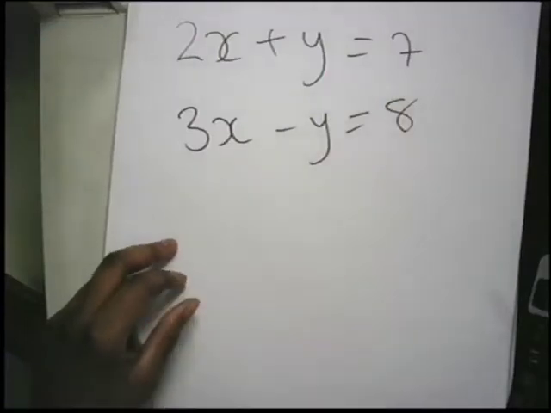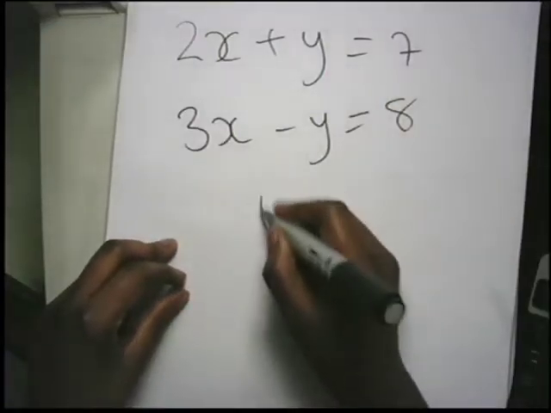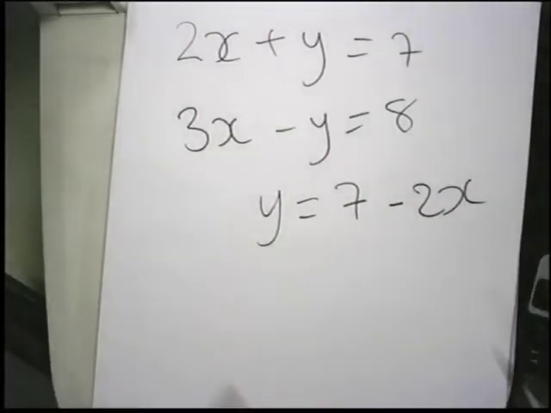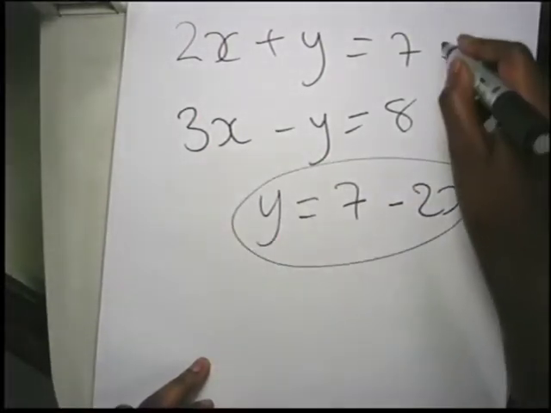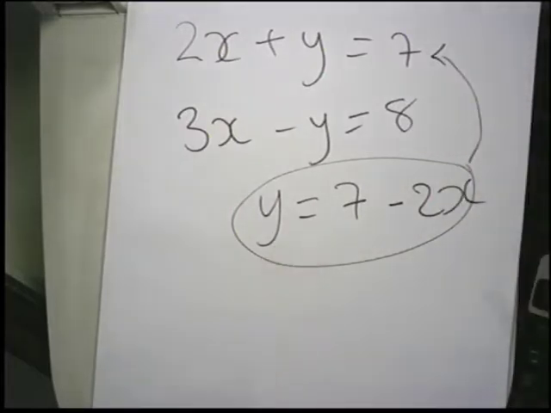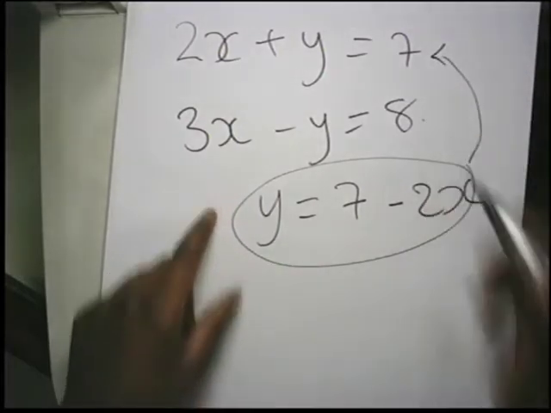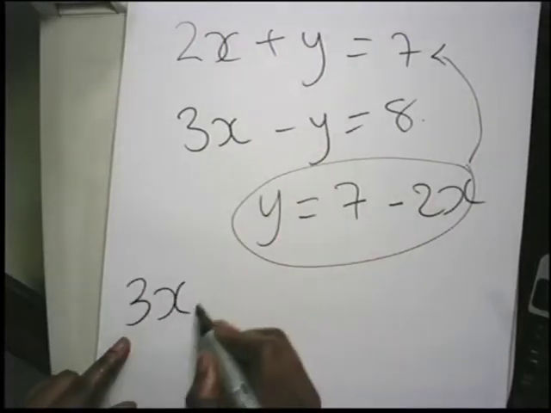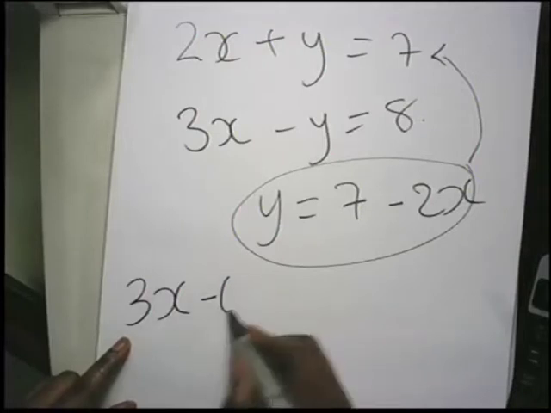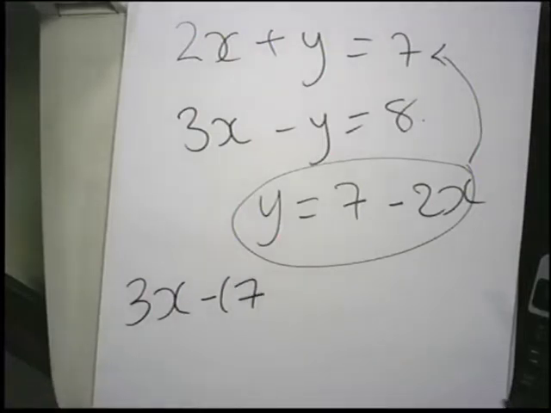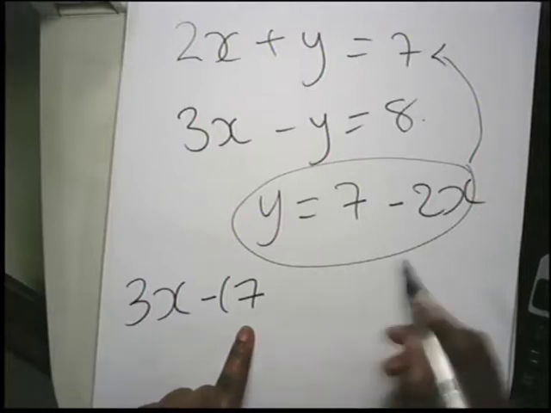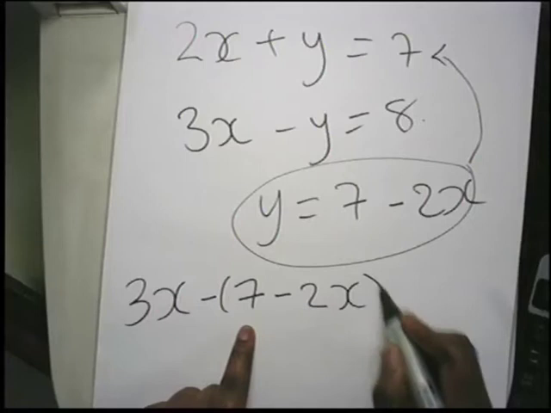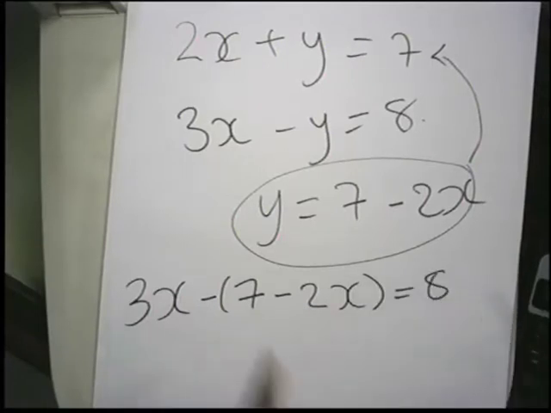Let's say we want to make y in the first equation the subject of the formula, then y will be equal to 7 minus 2x. This came from the first equation. Now substitute in place of y in the second equation. Substitute 7 minus 2x. Then we are going to have 3x minus, let's put it in brackets, 7 minus 2x, equals 8.